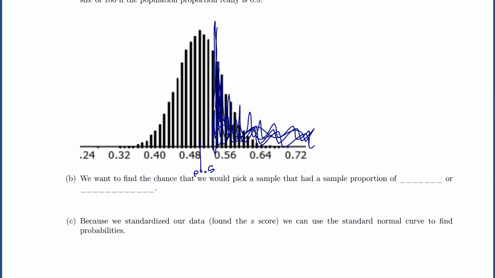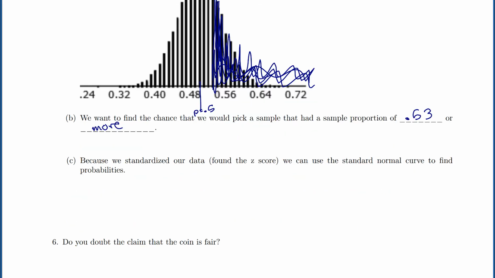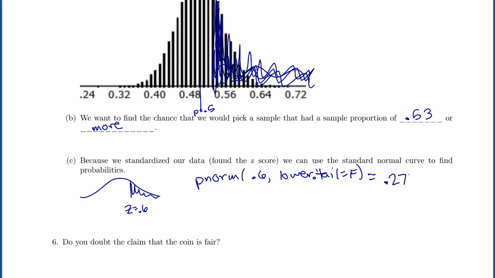If you look at that, it looks really big, right? So we want to find the chance that we'd pick a sample that had a sample proportion of 0.53 or more. Because we standardized our data, we found the z-score, we can use the standard normal curve to find probabilities. So z equals 0.6, and I'm looking for the area to the right of that. So this is going to be pnorm of 0.6, and I want the upper tail, so I'll do lower.tail equals false. And if I put that into R, I should get about 0.274.